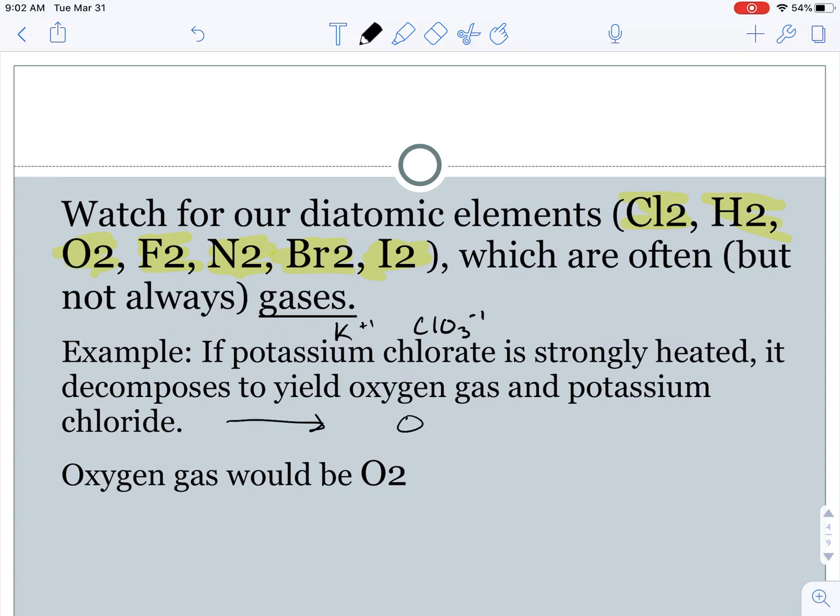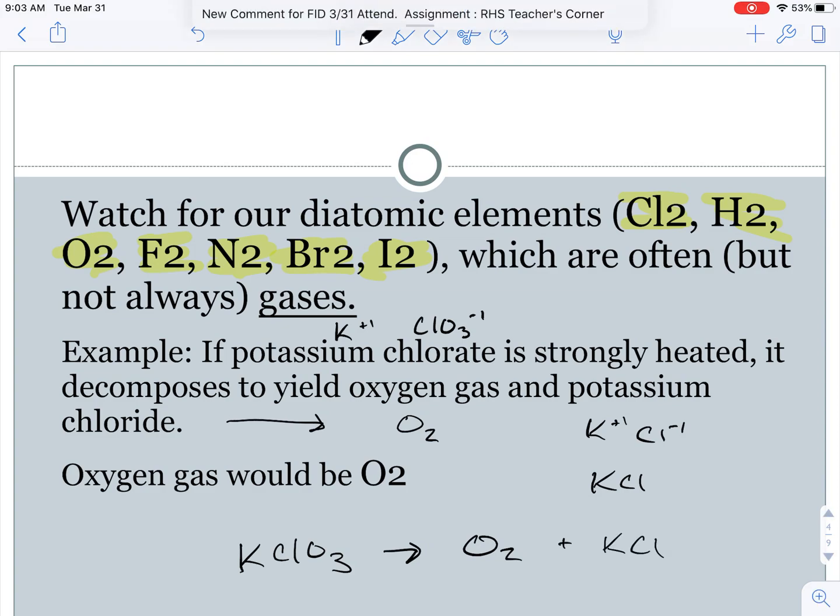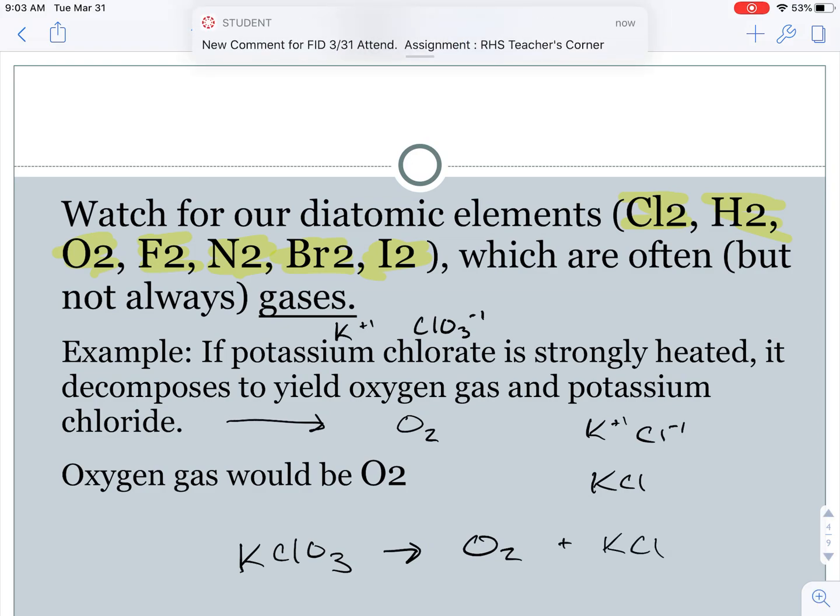So there's our arrow. Oxygen gas, remember oxygen's never alone, so it's O2. And potassium chloride, so remember potassium's +1, chlorine's a -1. So that gives us the formula KCl, right? So in this case, right, we have KClO3, potassium chlorate, breaking down to form oxygen gas and potassium chloride, KCl.